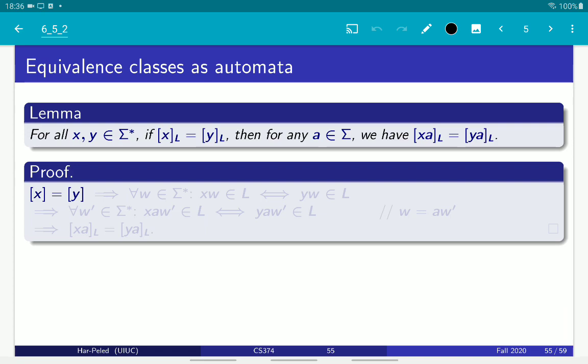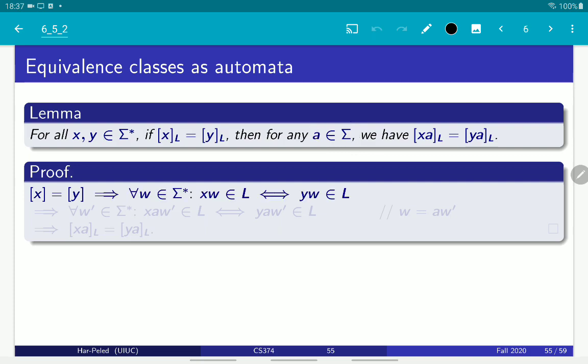Okay, now here is the key idea leading to the Myhill-Nerode theorem. Let's assume that I have two strings x and y, and they are equivalent. Namely, they belong to the same equivalence class of L. And take any character a. Then the claim is that xa and ya, those two strings, also must be equivalent according to L.